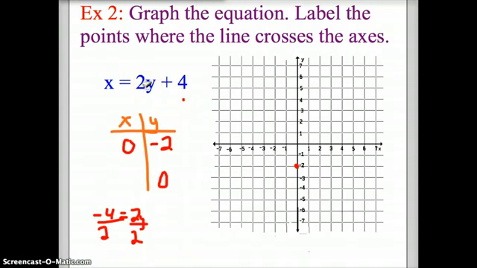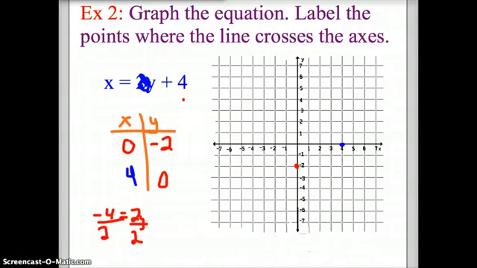For the x-intercept, y is going to equal 0. So 2 times 0 is 0. This one's quite a bit easier because x simply equals 4. So graphing the ordered pair (4, 0) will give me this ordered pair here.